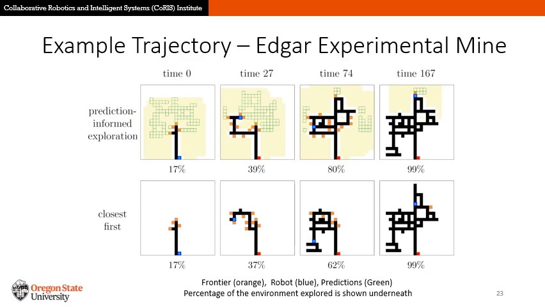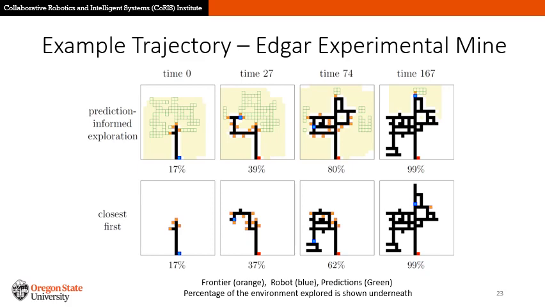We illustrate example exploration trajectories through the Edgar experimental mine. When performing exploration with our proposed method, reasonable predictions of the ground truth world are achieved at all time steps. Although the predictions are not a perfect pixel to pixel match, it correctly identifies the region of high values. This drives our prediction informed exploration strategy towards the high value region in the top part of the world first.